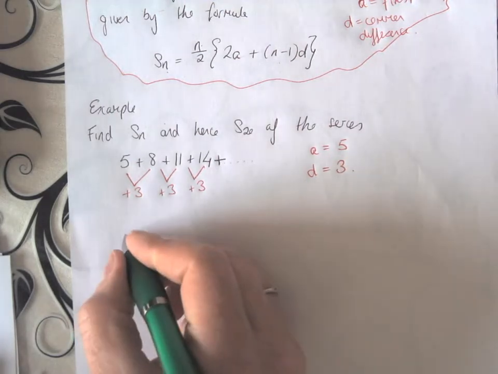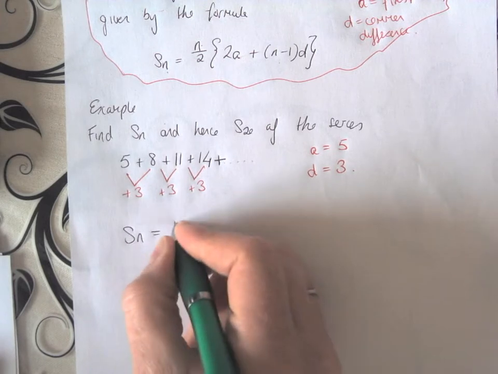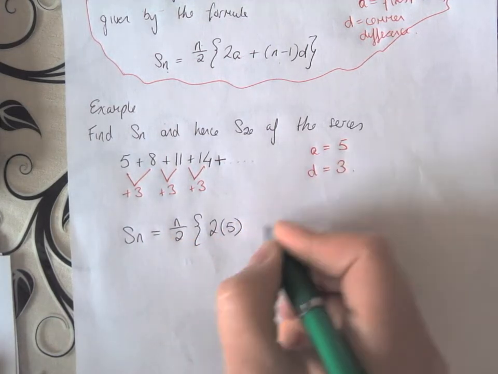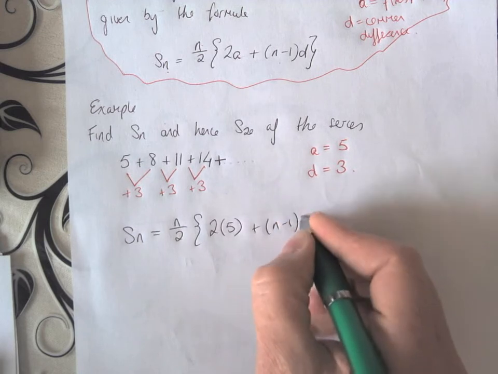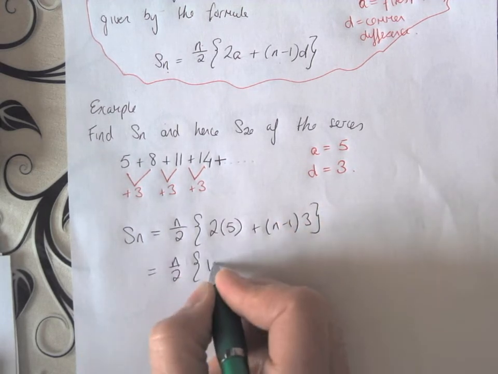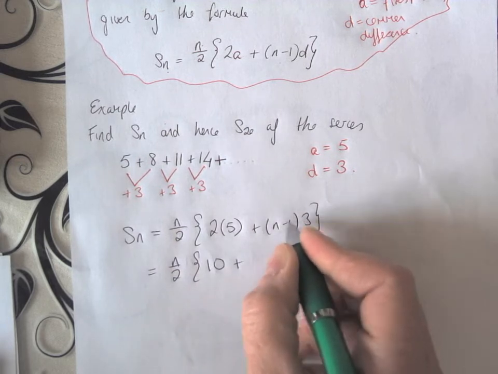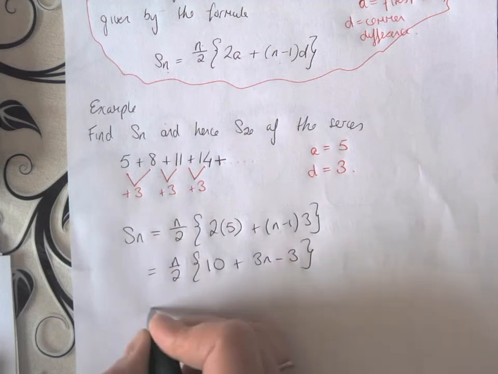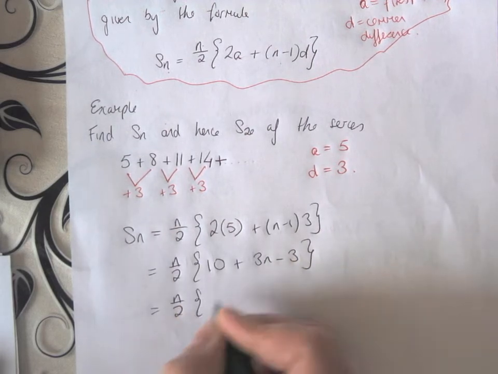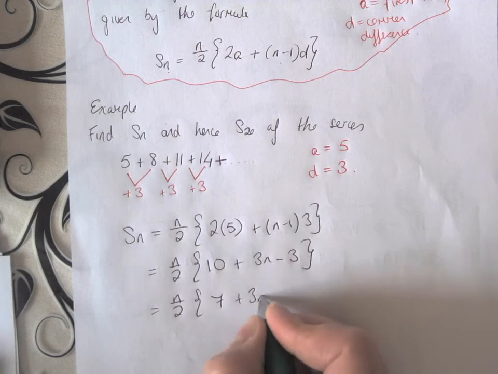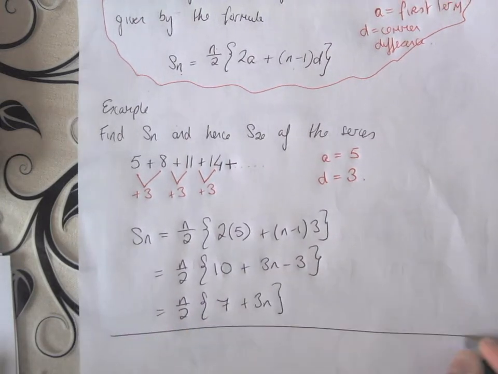So the first part of the question just wants us to fill in Sn and leave n as it is, but fill in A as 5 and D as 3. So 10 plus, let's multiply 3 by n is 3n, 3 by minus 1 is minus 3. So then just tidy that up. 7, because 10 minus 3 is 7, plus 3n. And you can leave it like that, that's Sn.